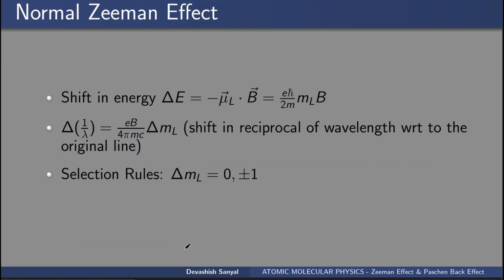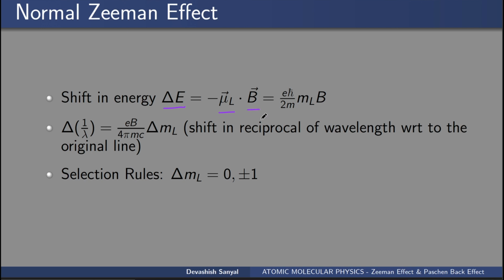So we go to first normal Zeeman effect. The Zeeman effect is due to the interaction of the orbital magnetic moment with the external magnetic field. This will give rise to a shift in the energy which is given by delta E. So delta E will be minus mu L dot B, where mu L is the magnetic moment due to the orbital motion of the electron, and B is the external magnetic field.